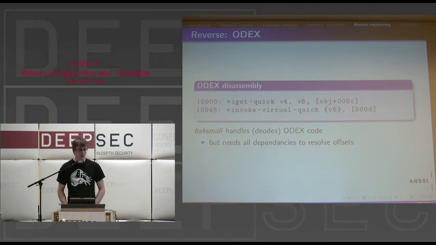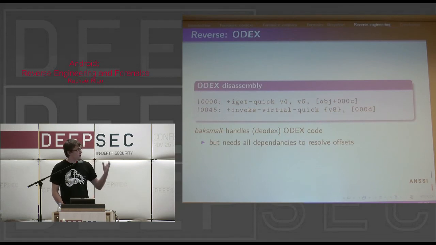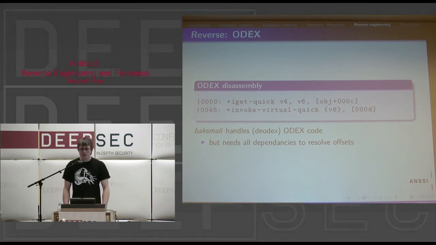And as you can see, this small example shows that attribute access is just the object plus C. So you completely lose the attribute name. It is the same for methods. You only have a reference to a vtable. So the code is really hard to read, and you would have to do a manual lookup every time to find attributes and methods. Fortunately, Baksmali handles DEX files and ODEX files, with an operation called deodex.